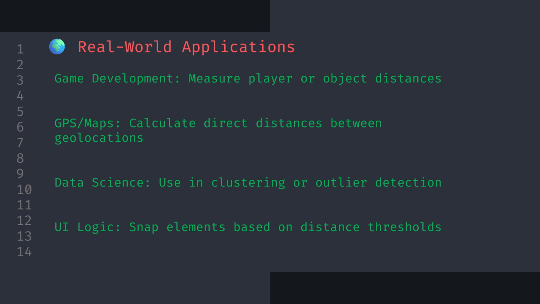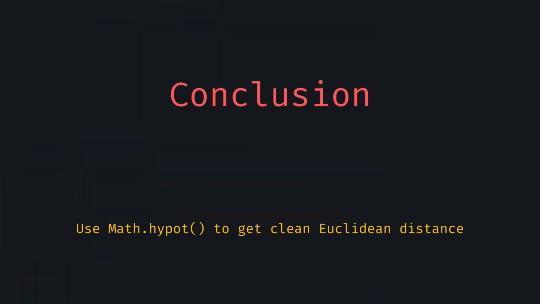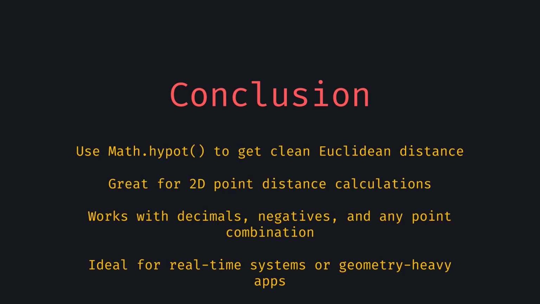Now let's wrap things up. And that's it for this lesson. We've just learned how to compute distances between 2 points with a single line of code. Keep this in mind for anything involving geometry or position checking.